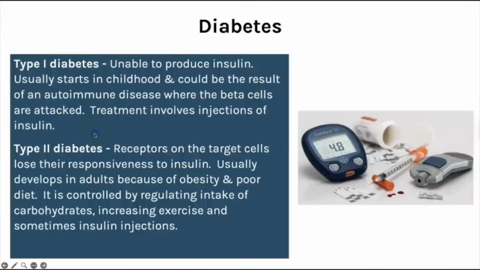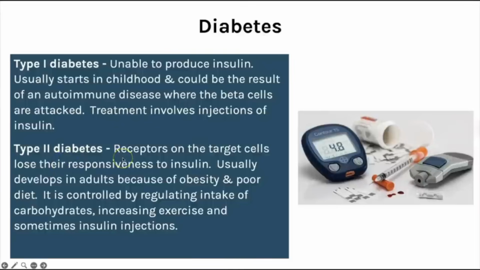Diabetes, you have type 1 and type 2 diabetes. Type 1 is when you're unable to produce insulin. Usually starts in childhood, and it could be a result of an autoimmune disease where the beta cells are attacked. So the treatment would be injections or some way of getting insulin into the blood.